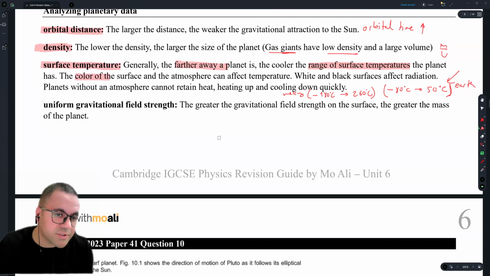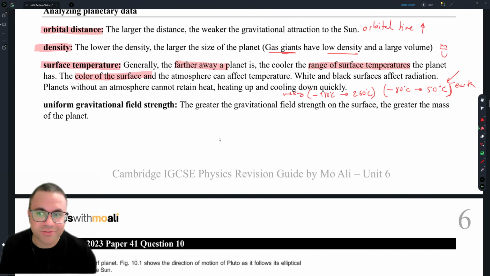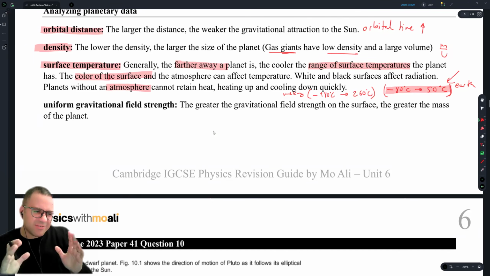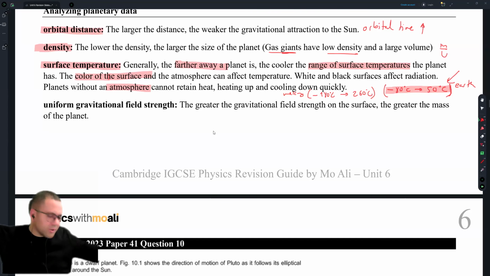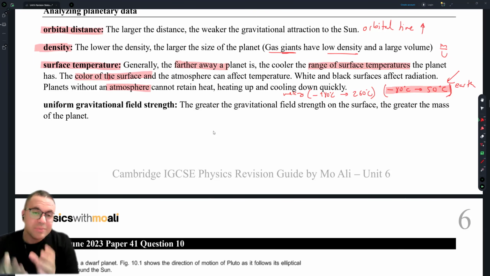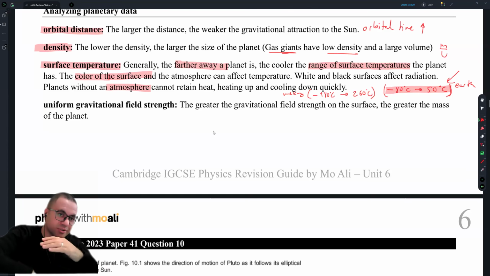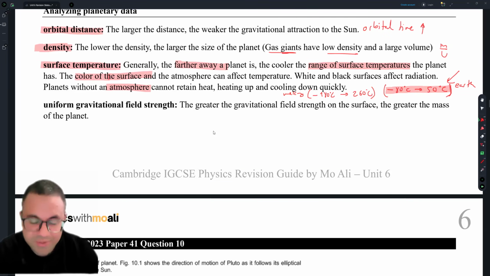Also, the color of the surface can affect temperature. Some planets have bright surfaces. Some planets have very dark surfaces. And the darker the surface, the better an absorber of radiation it is. Okay? And finally, atmosphere. If a planet has an atmosphere, like Earth, it has a smaller temperature range. Like it doesn't have extremely high and extremely low temperatures. Because an atmosphere stops our planet from getting too hot, like it doesn't absorb too much heat from the sun, but it also stops us from losing heat during the night, or it reduces the heat loss during the night. Atmosphere is very important.